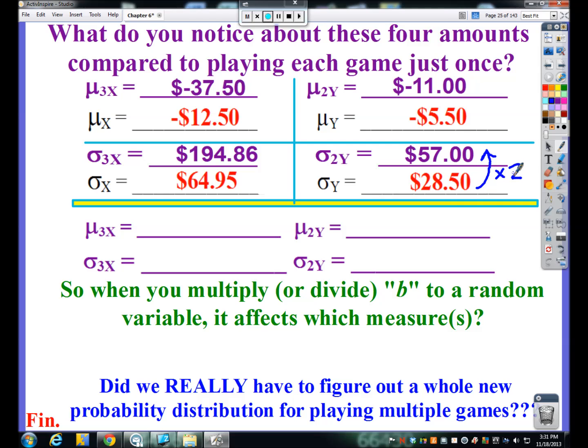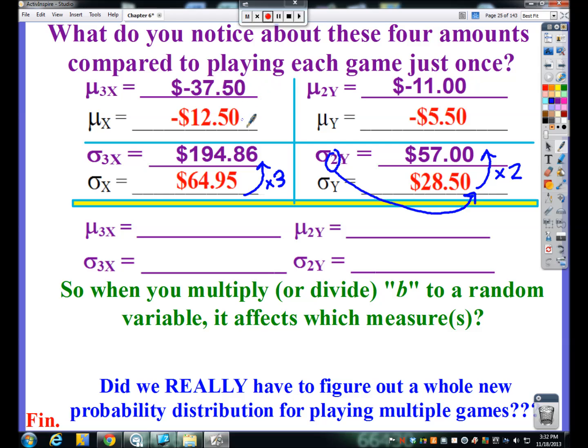And where does that twice come into play? Well, we doubled all of our values. Okay, so this 2 right here does have a direct correlation to the standard deviation difference. Do I see the same thing over here with my 3 times game? And you do. It's not exact, but it's pretty close, and it's because of the rounding effect. So our new standard deviation is 3 times the size of our original standard deviation.